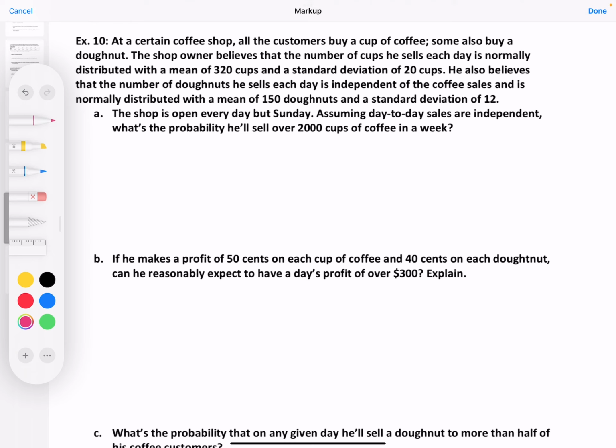Some also buy a donut. The shop owner believes that the number of cups he sells each day is normally distributed with a mean of 320 cups and a standard deviation of 20 cups. He also believes that the number of donuts he sells each day is independent of the coffee sales and is normally distributed with a mean of 150 donuts and a standard deviation of 12.